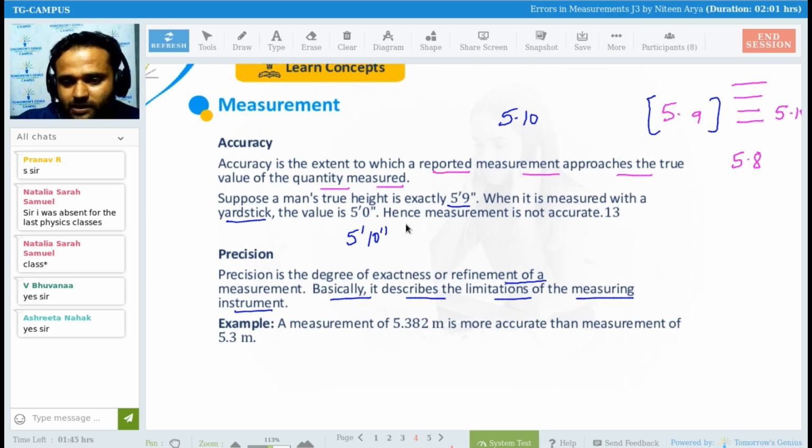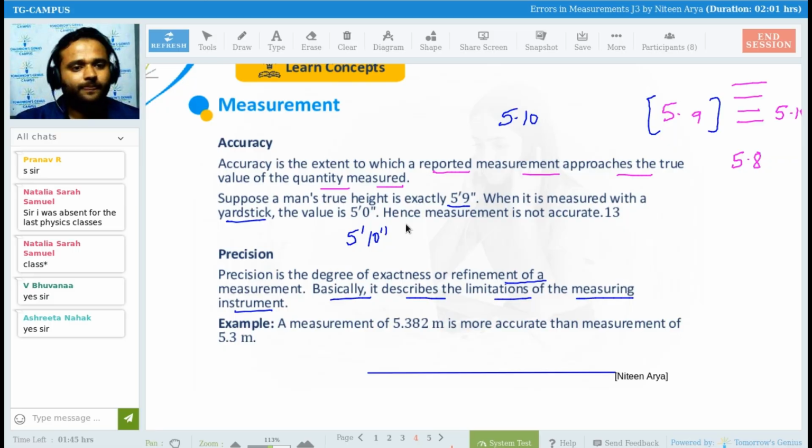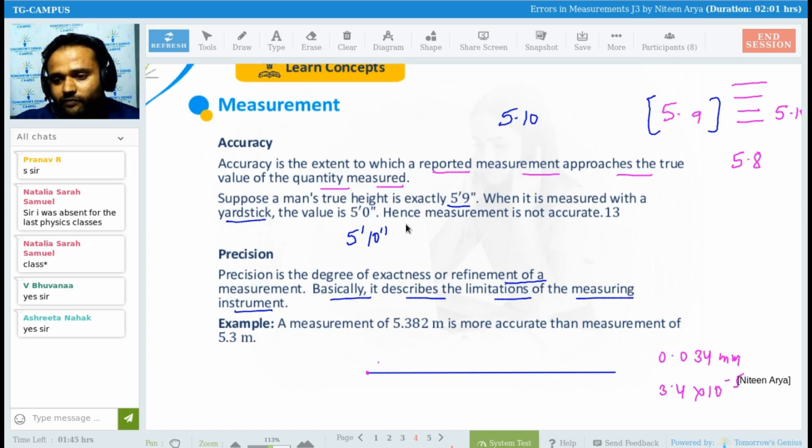Suppose this is your wire. If you are trying to observe the radius of this wire, try to think and then you are going to understand, because its radius is going to be in mm, or you can say 0.034 mm. Mm means millimeter. Understood everyone? So it is somewhere in the 3.4 into 10 to the power minus 5 meter range. Is this clear now everyone?